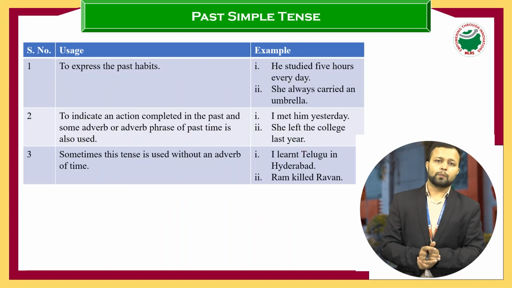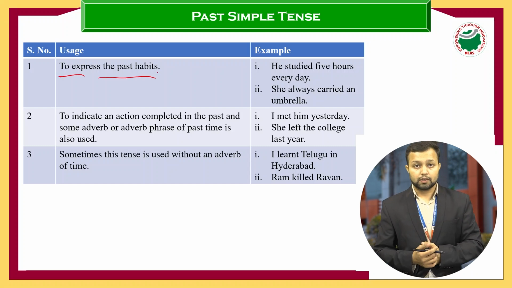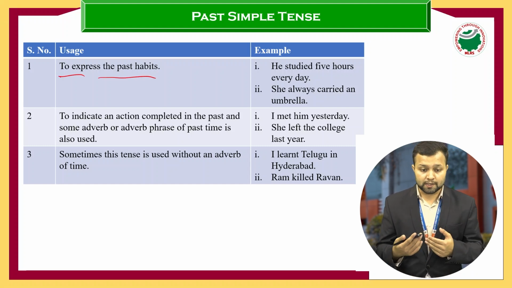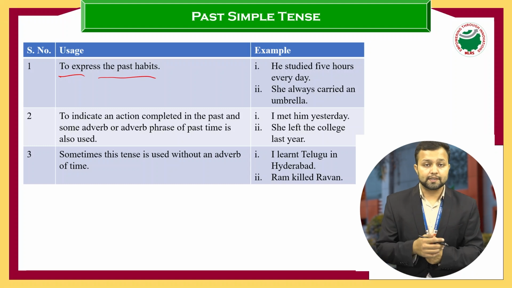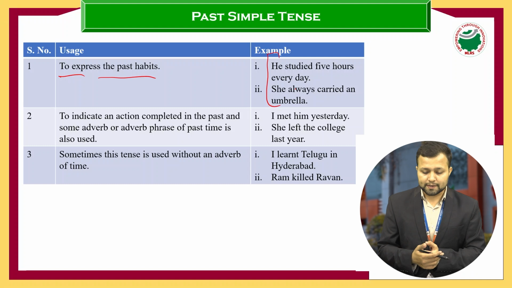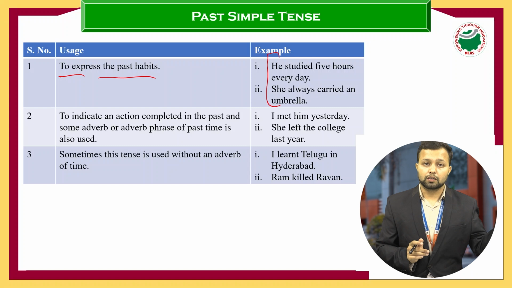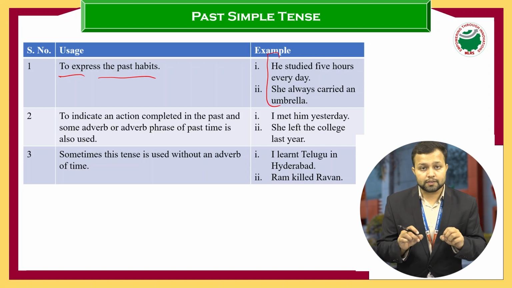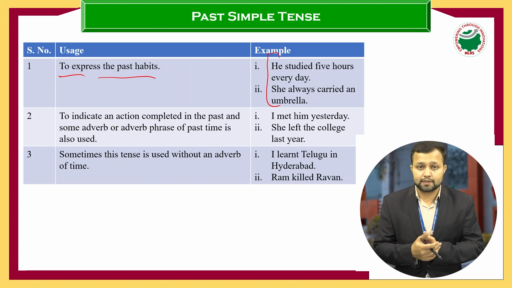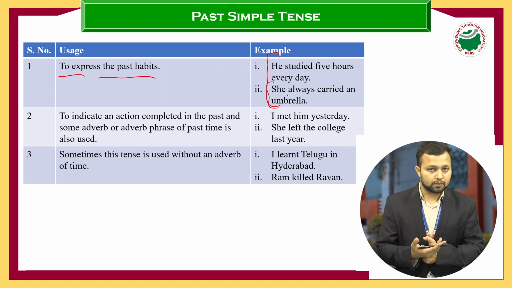Next, moving on to our past simple tense, to express past habits. If you remember, to express present habits, we use present simple tense. To express past habits, we are going to use past simple tense. For example, he studied 5 hours every day. It was his habit. He's not studying 5 hours a day right now, nowadays. So, she always carried an umbrella.